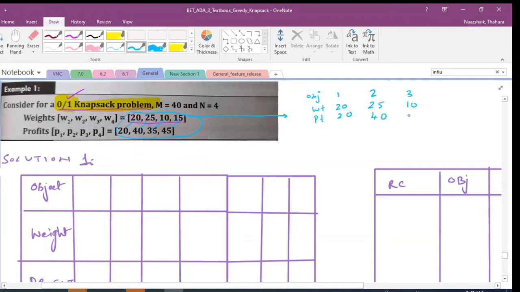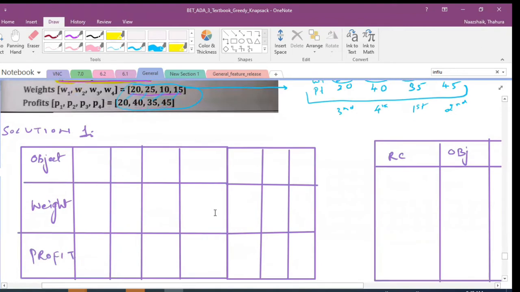This is the third object, your weight is 10. This is 35. This is your fourth object, weight is 15. And this is 45. Okay, now let us do weight comparison. So you said this will be your first, because weight is 10. This will be your second, because your weight is 15. This will be your third, because your weight is 20. And this will be your fourth, because your weight is 25. Now write down in this order. So the same order.